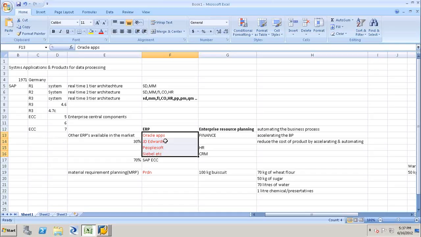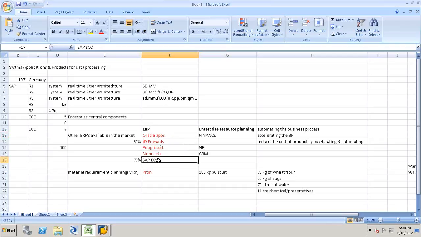One second, Hari. What is the 30% and 70% concept? Can you just repeat that? Say in the current market there are 100 customers using these ERP packages. Out of 100 customers, 70 customers are using SAP ECC. Only 30 customers are using all the others together. The reason was integration was not successful in these ERP packages.